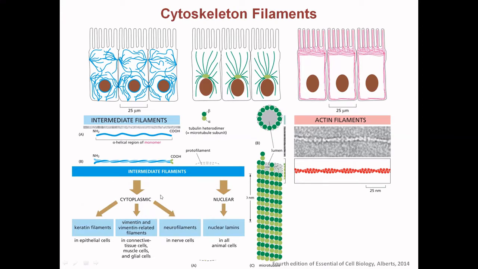So these are the functions of the intermediate filaments. We will discuss in the following slides that keratin filament is involved in the cell junction in epithelial cells, whereas in the connective tissue, muscles, and glial cells, the type of the intermediate filaments is the vimentin and the vimentin related filament. And in case of the neurons, these are the neurofilaments. And in the nucleus, it is always a nuclear lamin in all animal cells.